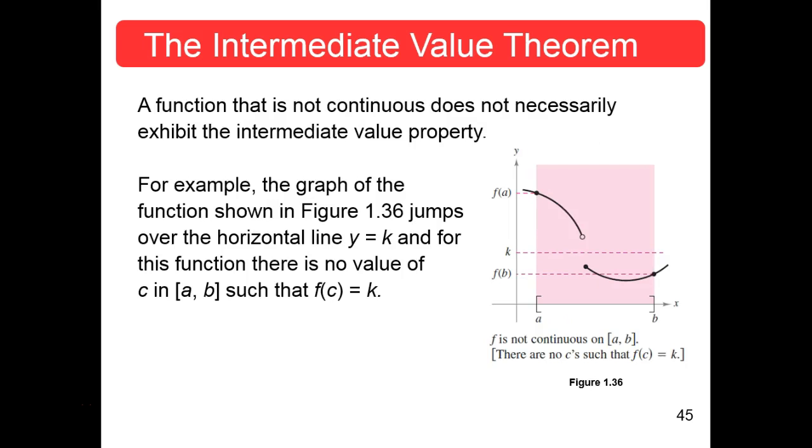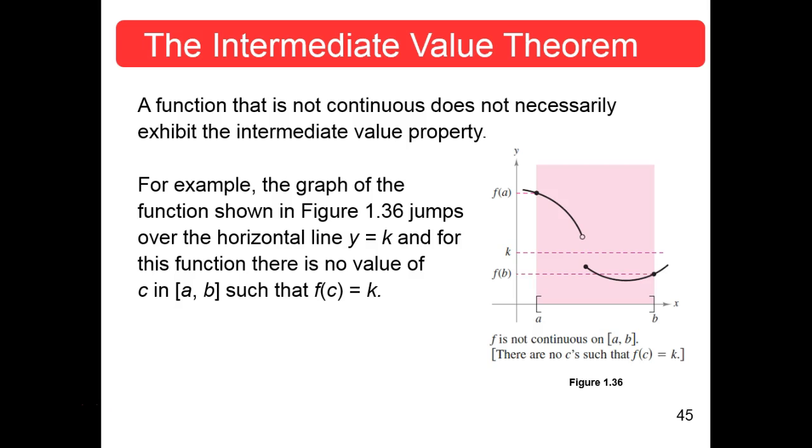Does a function that is not continuous necessarily exhibit the intermediate value property? It may, but it won't necessarily, okay? For example, the graph of a function here jumps over a horizontal line y equals k and never crosses it, so therefore it can't meet the intermediate value theorem.